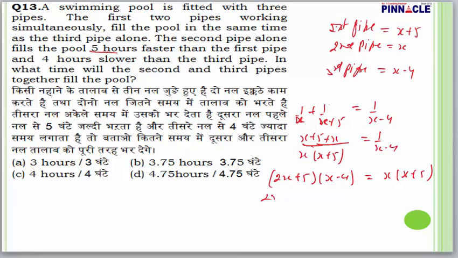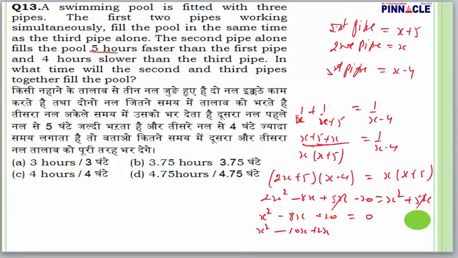You cross multiply: 2x square, then minus 8x, minus 8x plus 5x, minus 20, is equal to x square plus 5x. You can cancel: 2x square minus x square is x square. Here minus 8x minus 8x plus 5x, and here you will have 5x. So you can cancel 5x and 5x, and we will have x square minus 8x minus 20 is equal to 0. Now from this we find the value. Now make the quadratic equation: x square minus 10x plus 2x, because this is 20, and 10 into 2 is 20, minus 20 is equal to 0.